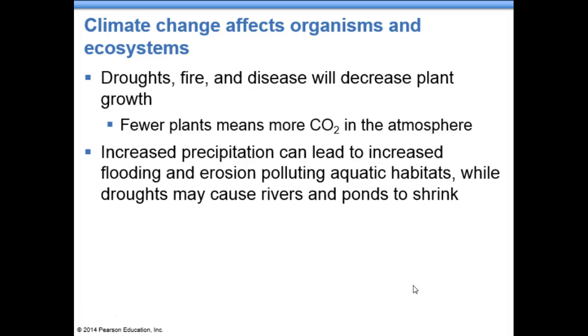We're going to see droughts and fire and disease with plants increase. We're going to see fewer plants, which means more carbon dioxide in the atmosphere if we continue at this rate. Increased precipitation can lead to increased flooding and erosion of polluting aquatic habitats, carrying disease as well, while droughts might cause rivers and ponds to shrink.